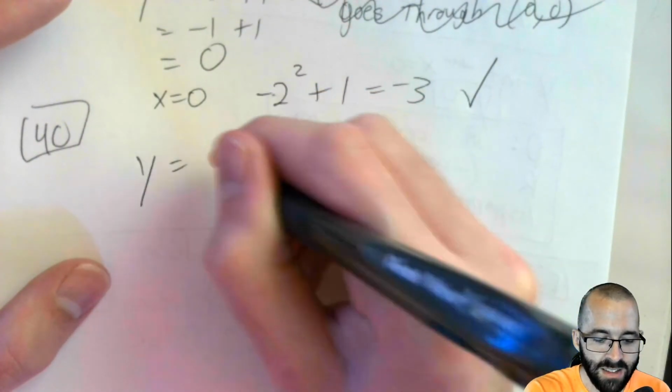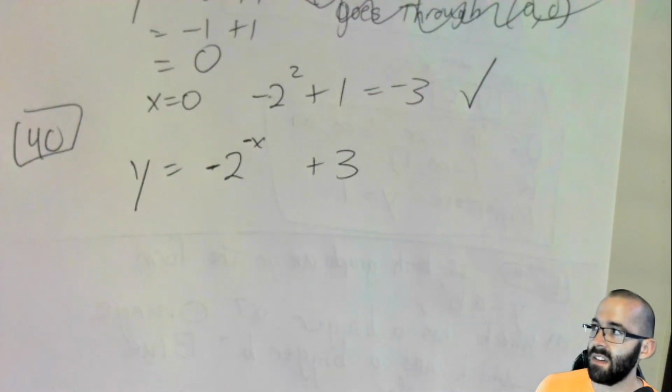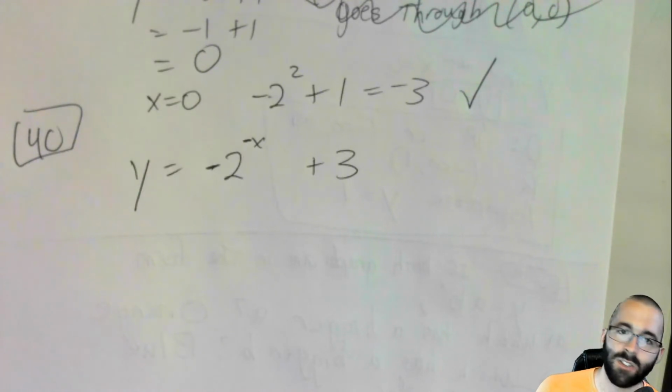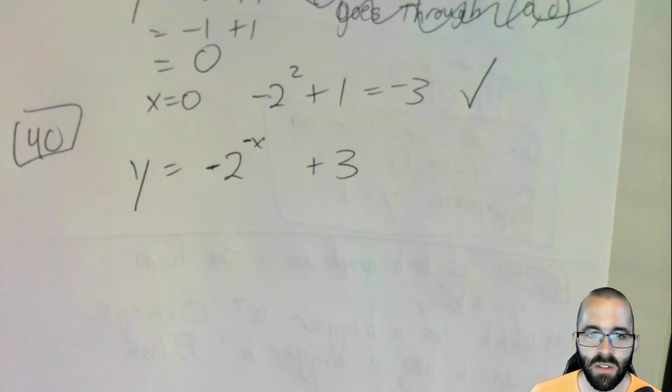Reflected around both axes means we're going to have a negative next to the x and a negative out in front. Right? And again, this is tricky stuff. I recognize that. If this is on the exam, it will be worth a small amount of points. Okay? But it is important.